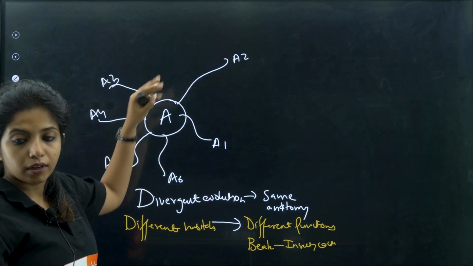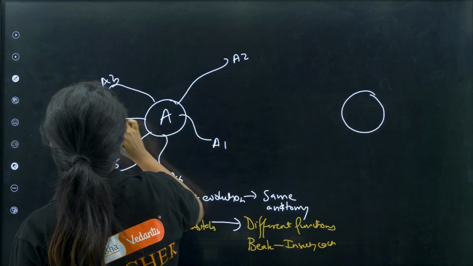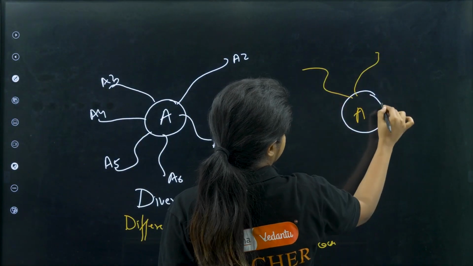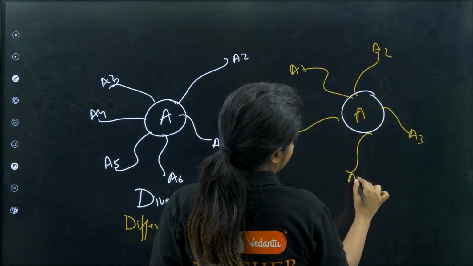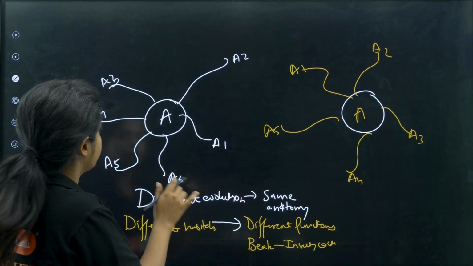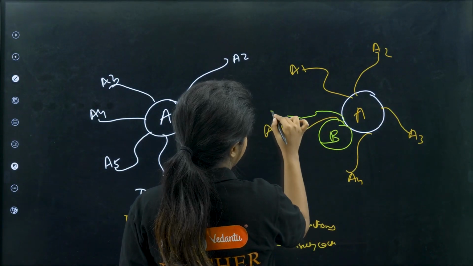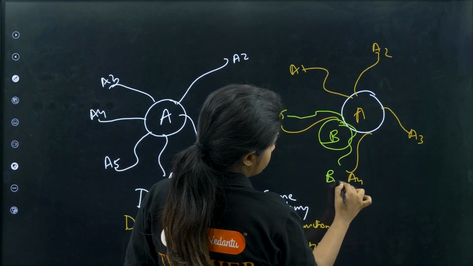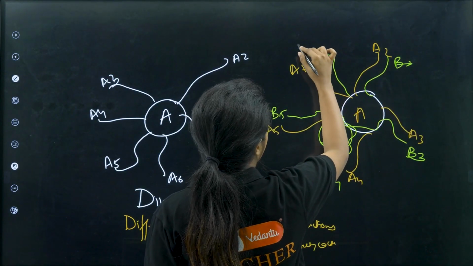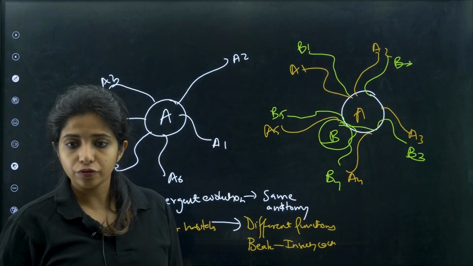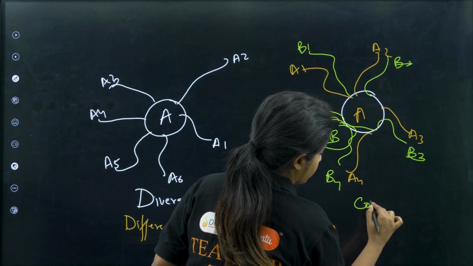Marsupials going around, or finches going around. Now we have an example of another thing. So this is A again: A1, A2, A3, A4, A5. This is happening, this is divergent evolution. But along with it, there are other organisms, B. So there is B5, B4, B3, B2 and B1. Now, over here if you see, the ancestor is not the same. So I say convergent evolution.